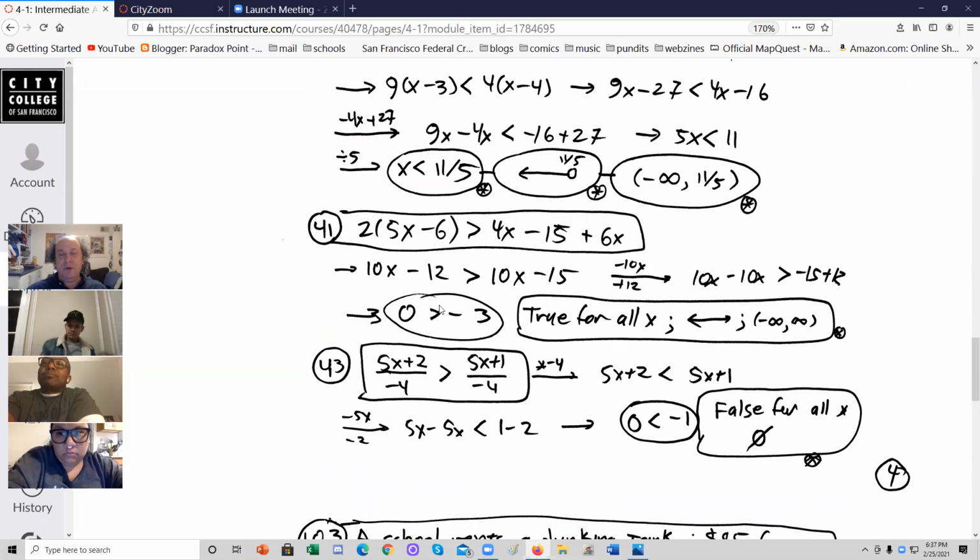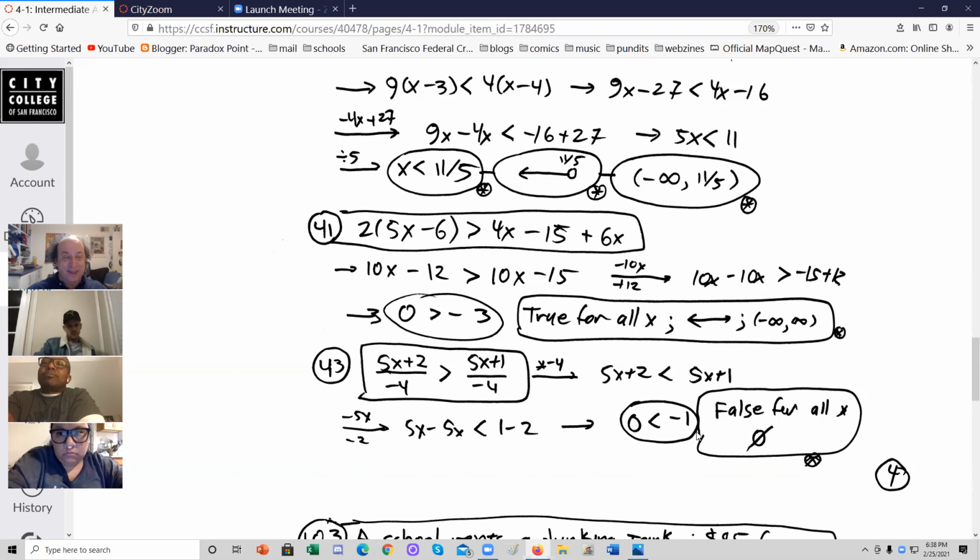If I had wound up with 0 less than negative 3, that would be true for no x. Here we have 5x plus 2 over negative 4 is greater than 5x plus 1 over negative 4. Okay, multiply both sides by negative 4 and these cancel and the inequality sign reverses. 5x plus 2 is less than 5x plus 1. Subtract 5x from both sides, subtract 2 from both sides. That keeps the inequality the same. So you get 5x minus 5x is less than 1 minus 2. This becomes 0 is less than negative 1.